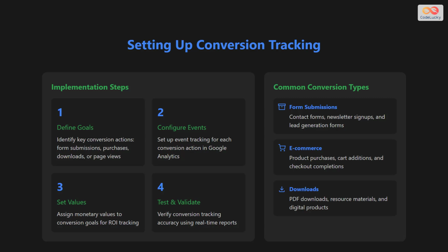Let's take a look at setting up conversion tracking. The implementation steps include: first, define your goals, which means identify key conversion actions like form submissions, purchases, downloads, or page views. Next, configure events, which means set up event tracking for each conversion action in Google Analytics. Then, set values, which means assign monetary values to conversion goals for return on investment tracking. And finally, test and validate, which means verify conversion tracking accuracy using real-time reports.